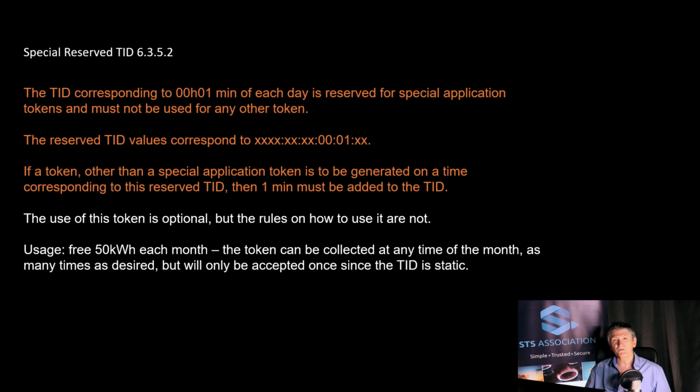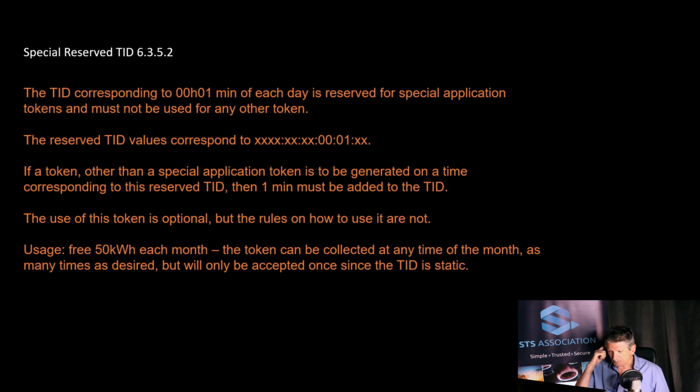The use of the special reserved identifier is optional, but the rules on how to use it are not. So if you're going to use it, you need to look at the specification to make sure how it's handled. Typically, for example, you could have 50 kilowatt hours each month of free electricity. The token can be collected at any time of the month. It doesn't matter because the TID value is always 1 minute past midnight. And you can collect it as many times as you want, but it'll only ever be accepted once, simply because once it's accepted, the meter can see that it's already been accepted and it will not accept it again.